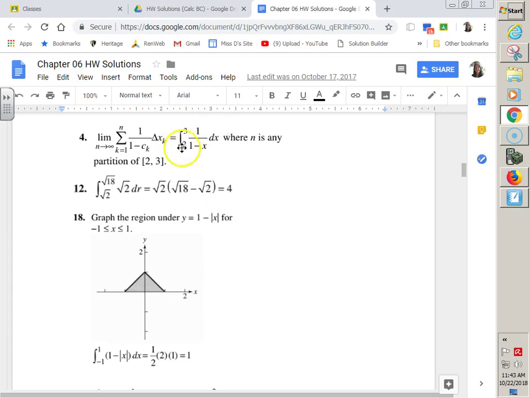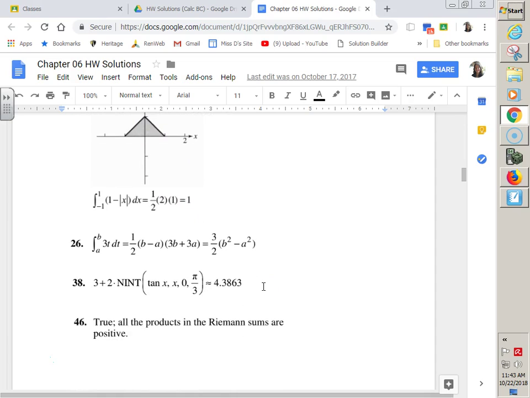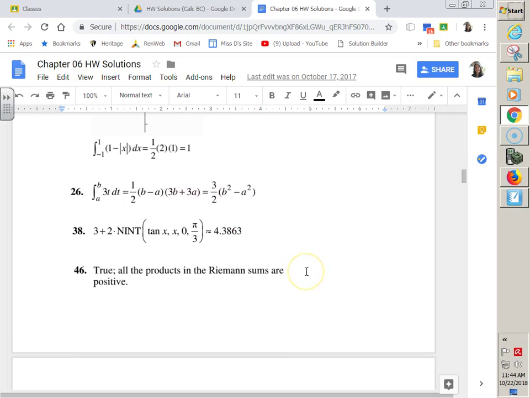Limit definition of an integral, just rewriting. Height times base, height times base. 1/2 base times height, which is just 1. Number 26, 3t is a line, so if you set it up, it would have been a trapezoid. B minus a is your base. Height 1 is 3b. Height 2 is 3a. You could write it either way.